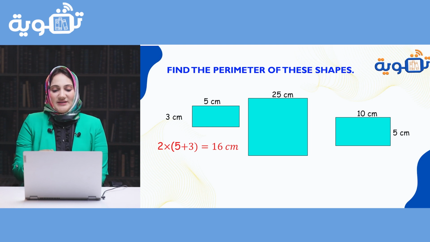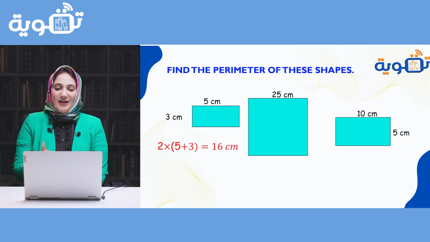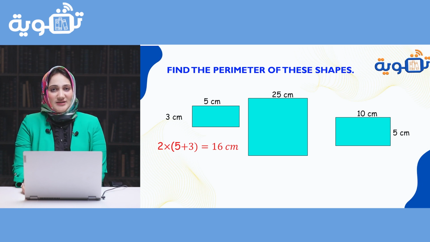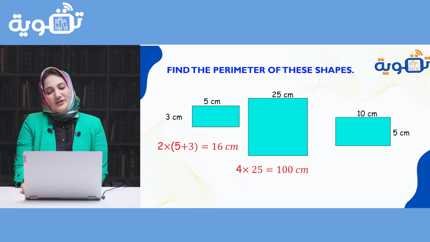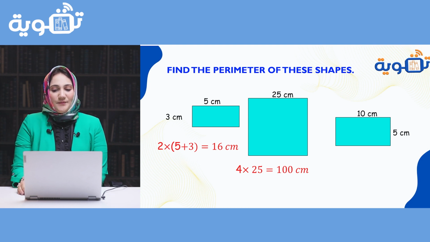Now let's move to the second shape here. We have a square. And we know that all 4 sides are equal in length. So 25 plus 25 again, plus 25 plus 25, or you can skip it and say 4 times 25 equals 100. Finally here, take 1 minute to think, find your answer and check here. Now we have a rectangle, 10 and 5, so 2 times the sum of them, 10 plus 5, so 2 times 15 equals 30.